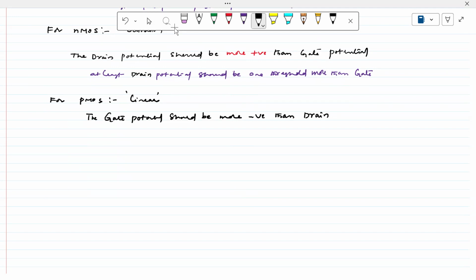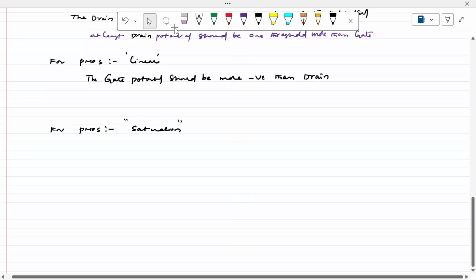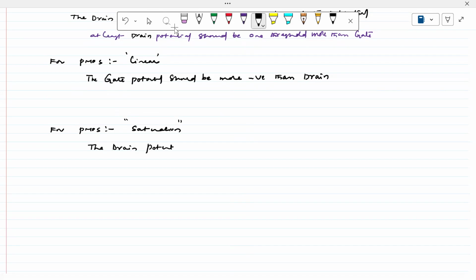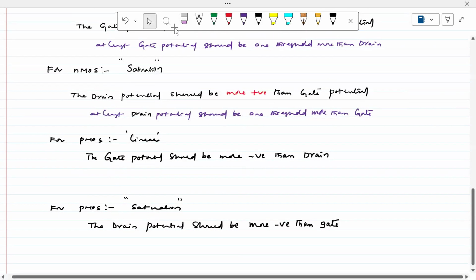For PMOS to be in saturation, the drain potential should be more negative than the gate. Of course, at least a threshold voltage we have to maintain in this case.